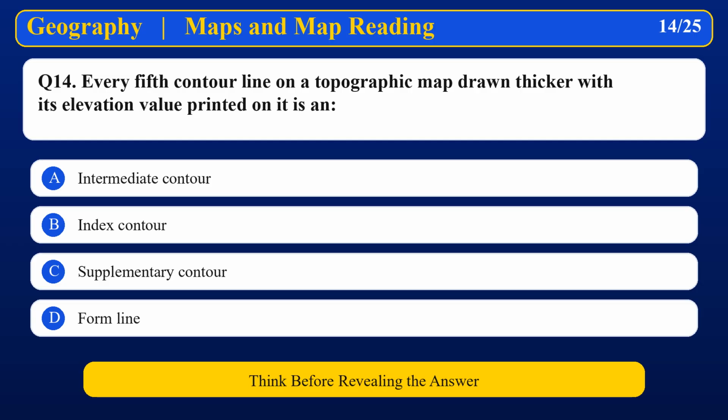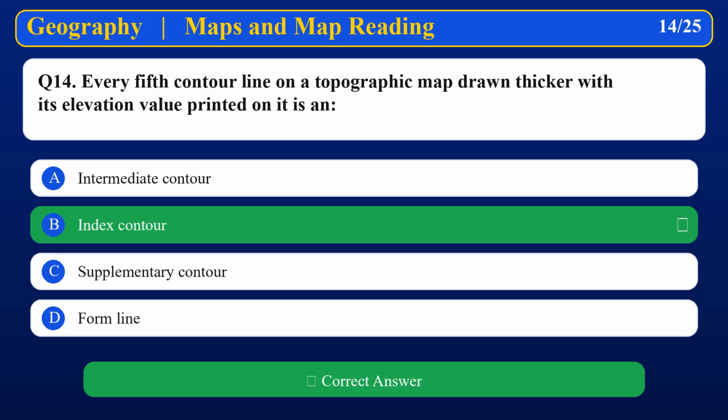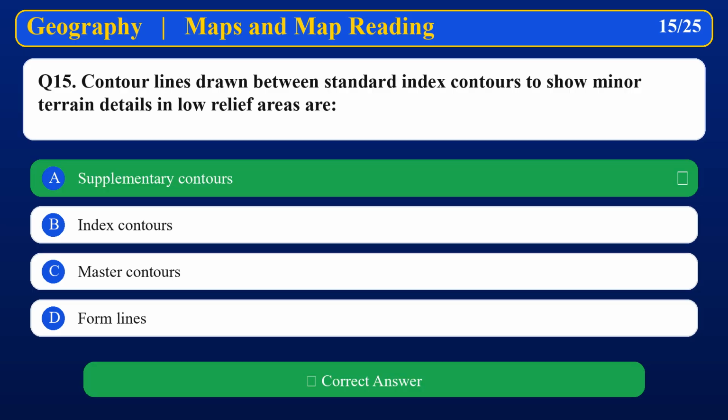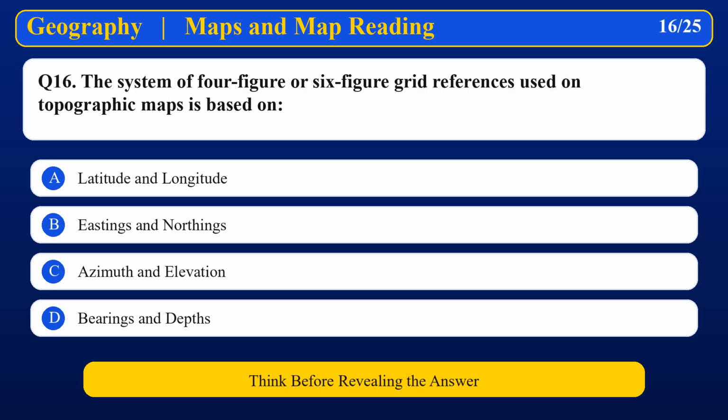Every fifth contour line on a topographic map, drawn thicker with its elevation value printed on it, is an index contour. Contour lines drawn between standard index contours to show minor terrain details in low relief areas are supplementary contours.